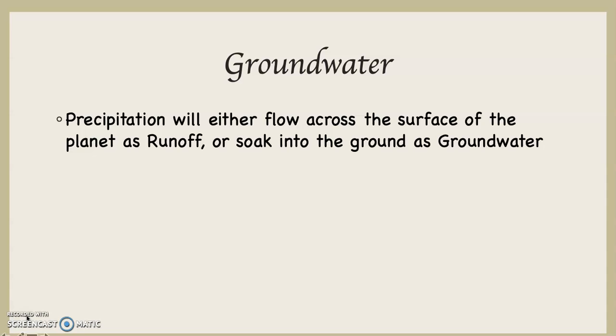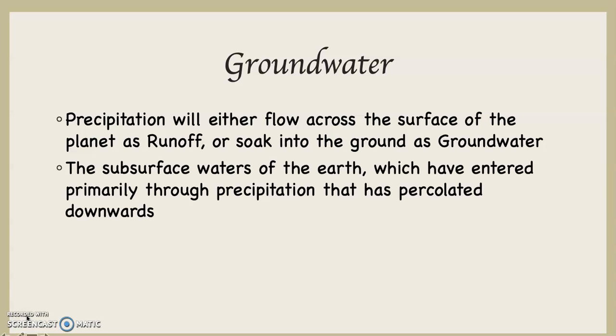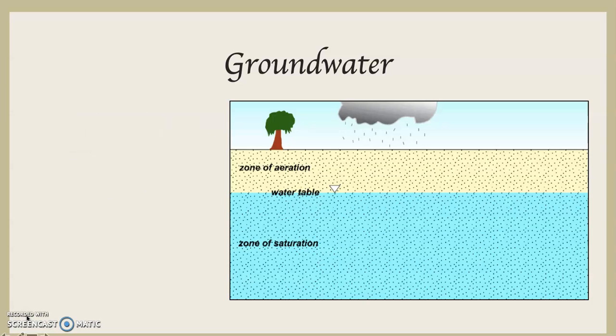When precipitation falls to the ground, in whatever form it falls, it will either flow across the surface as runoff, or it's going to soak into the ground as groundwater. Good name for it. Groundwater is the subsurface waters of the earth, which have entered primarily through precipitation that has percolated downwards. Percolate is like what happens with coffee, right? You have this hot water, it goes down through the coffee grounds, and then into the pot comes the coffee. The same thing is going to happen with water, that it percolates down through the surface of the planet.